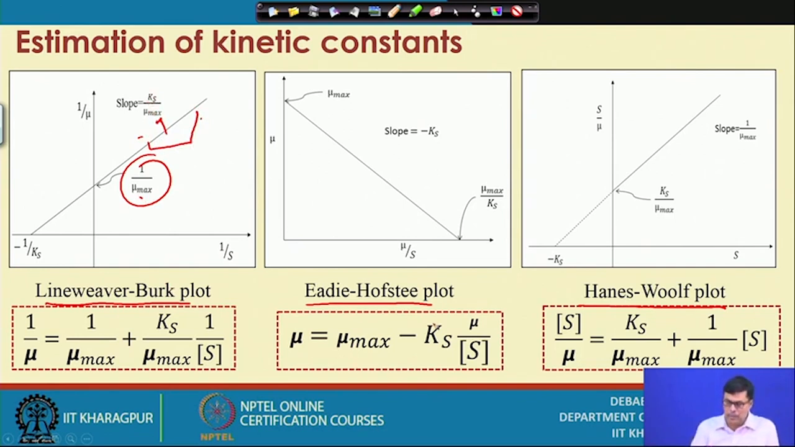Similarly, with the Eadie-Hofstee plot we can find the Ks and mu max values, and with the Hanes-Woolf plot we can also find the Ks and mu max values.